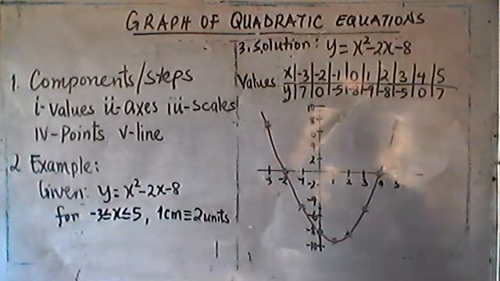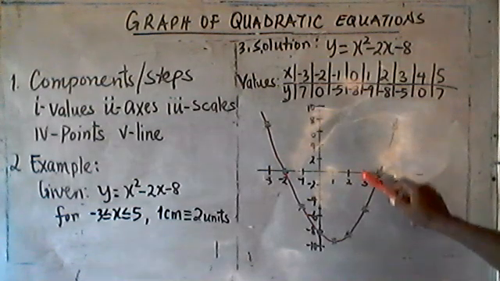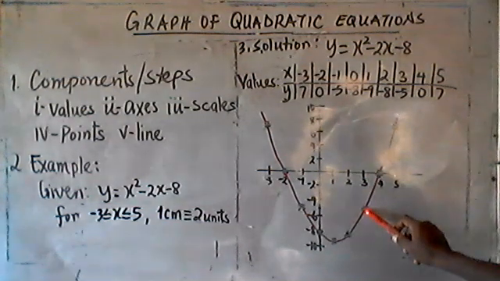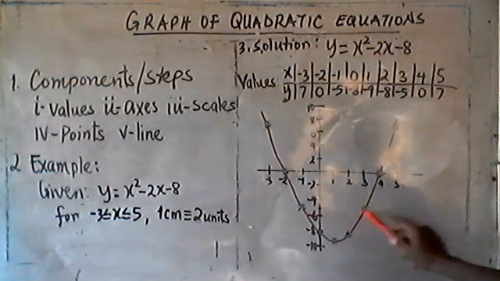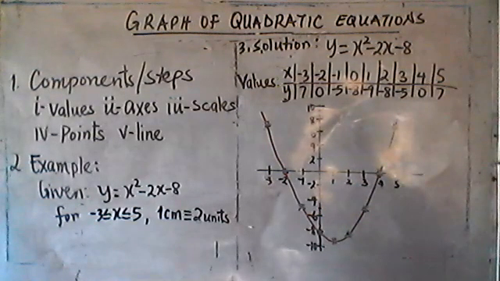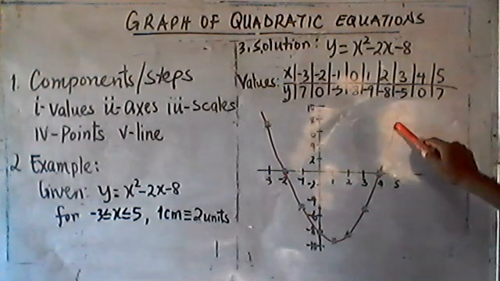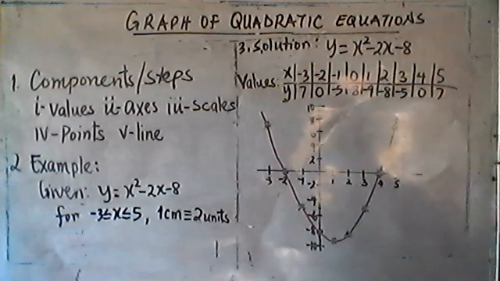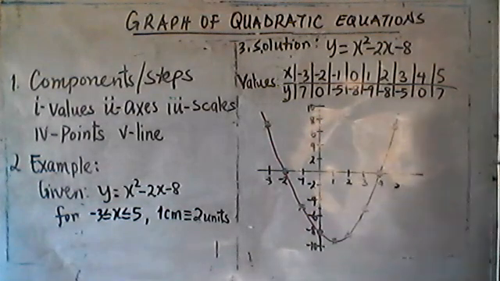Then 3 and minus 5. 3 of x meets minus 5 of y here. This minus 5, they meet here. So on and so forth up to 5 and 7. This is 5 meet 7 here. So that is how you locate the points.